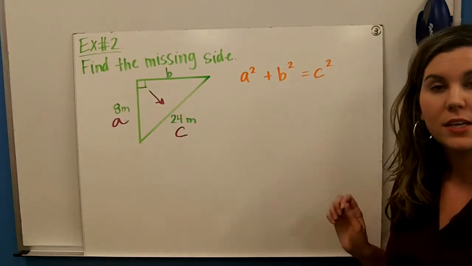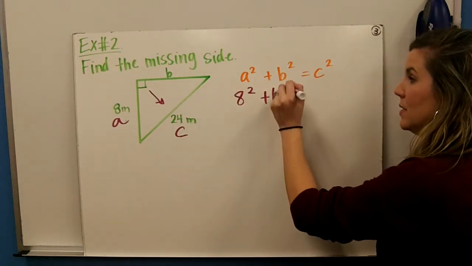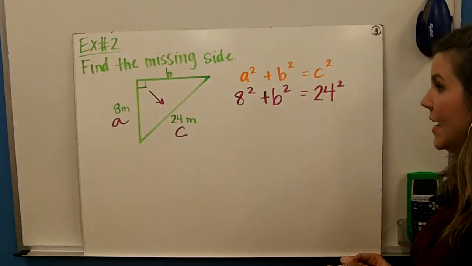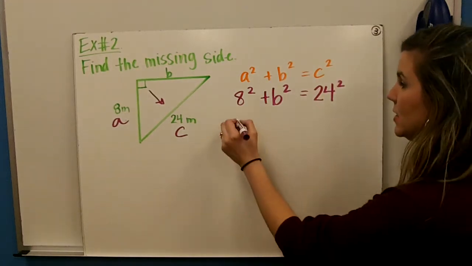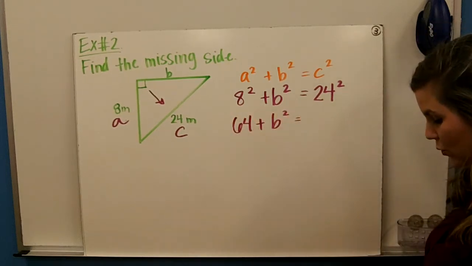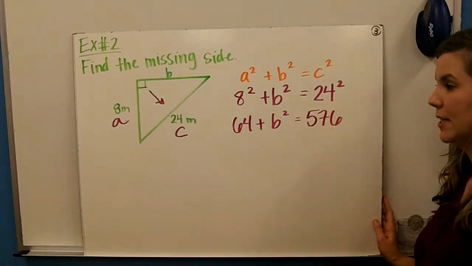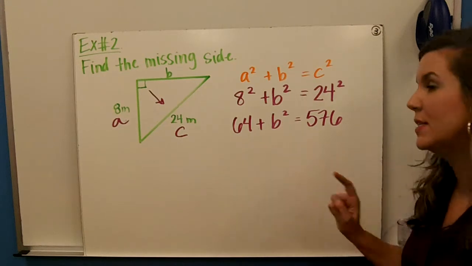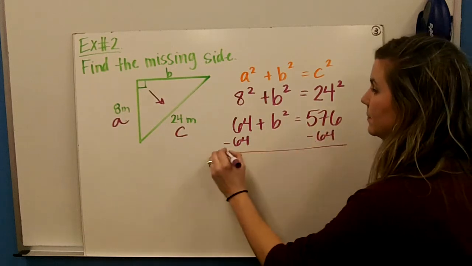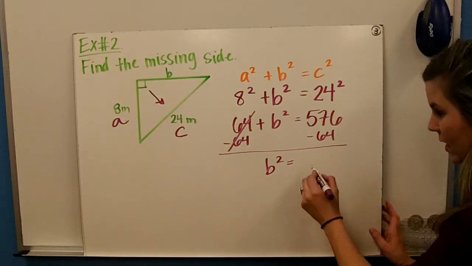And I'm going to plug them in again to A squared plus B squared equals C squared. So 8 squared plus B squared equals 24 squared. And 8 squared is 64. Plus B squared equals 24 squared, means 24 times 24 is 576. Now I want to solve for B squared, so I'm going to subtract 64 from both sides. B squared equals 512.